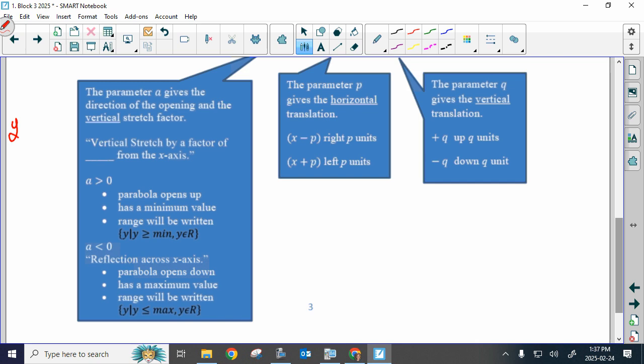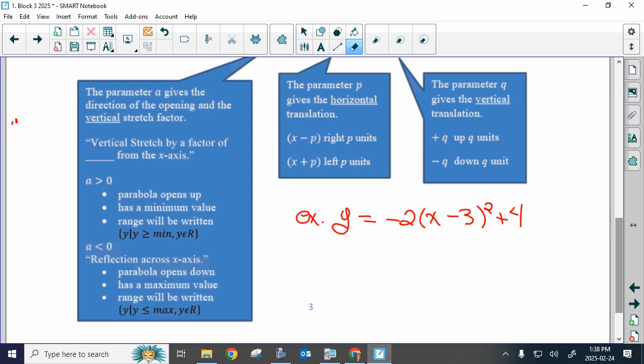So if I had like this, y is equal to -2(x - 3) squared + 4. Actually, you know what, I'll just put it right here. Here's my example. y = -2(x - 3)^2 + 4. From your most basic quadratic function, I would describe that as a vertical stretch by a factor of 2 from the x-axis. Like the 2 is telling you that it's going to get narrower. Can you guys actually see that?